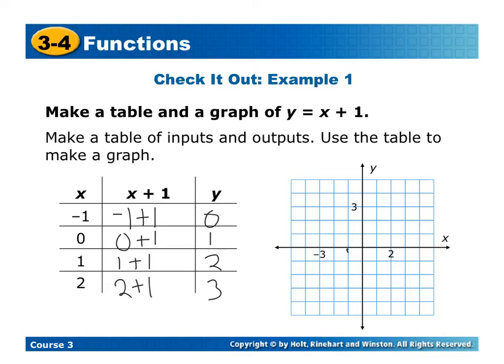So we have -1, 0. 0, 1. 1, 2, and 2, 3. Now on this one, you may have noticed we didn't get a bowl shape. We actually have a line. So we can go ahead and draw our line on our graph to represent our function.